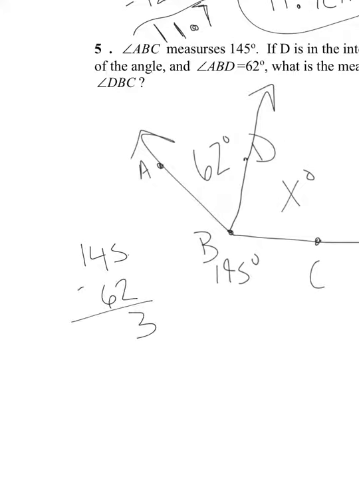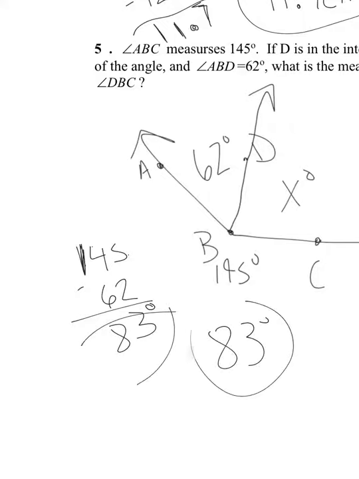5 minus 2 is 3. Don't even need to borrow. You can borrow here or just treat this as 14. And 14 minus 6 is 8. And 83 degrees is the answer for DBC.